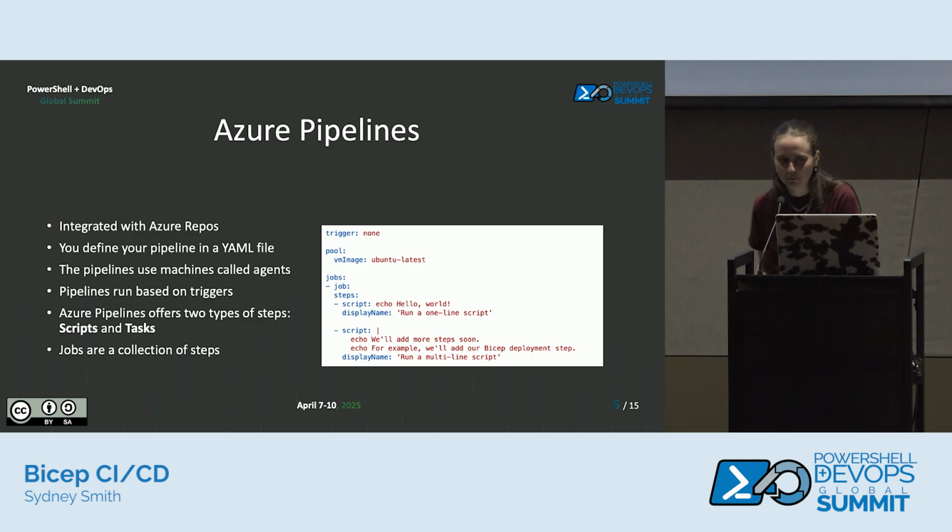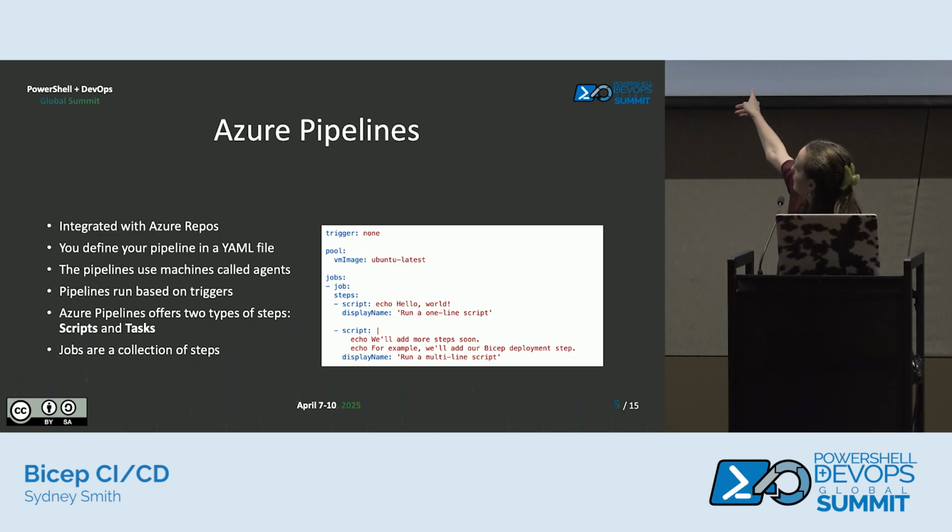So if you aren't familiar, we'll keep this relatively brief, but Azure pipelines, as I'll show, are integrated with Azure repos, the overall Azure DevOps experience. You'll define your pipeline in a YAML file. Some terminology that you'll see if you're using Azure pipelines is that the pipelines will use machines that are called agents. The pipeline will run based on a trigger, and it takes two types of steps. You can have a script or a task that's going to be run. And then you'll hear the term jobs. Jobs are these collections of all the steps.